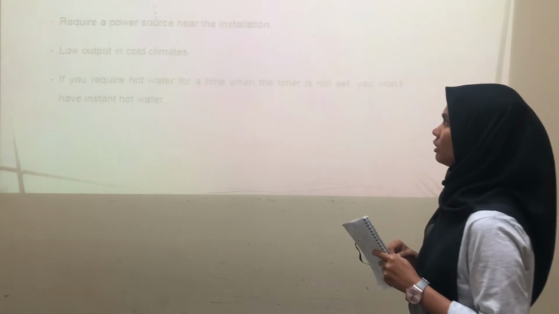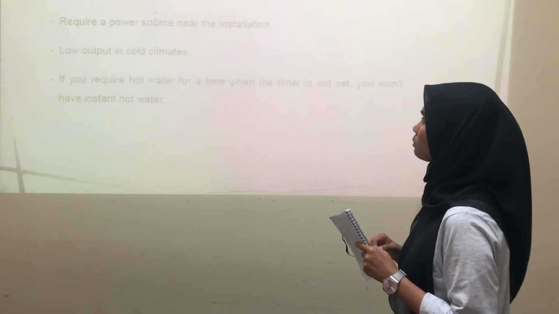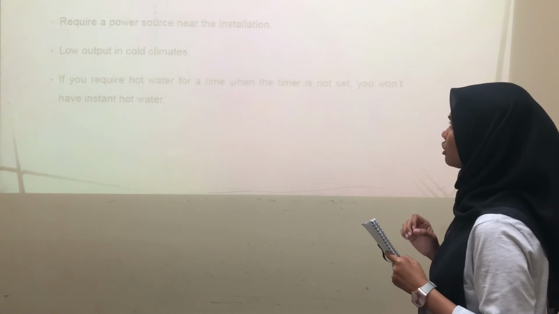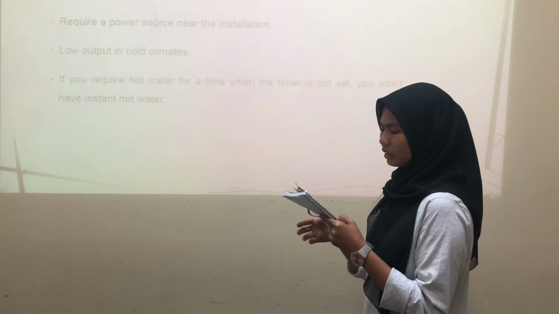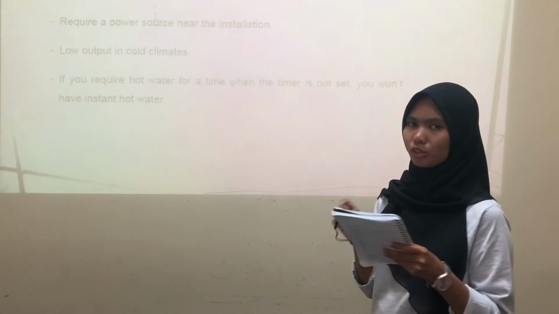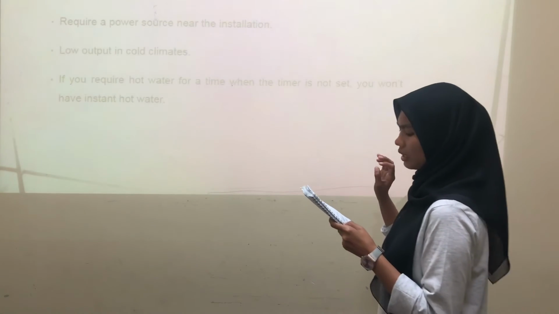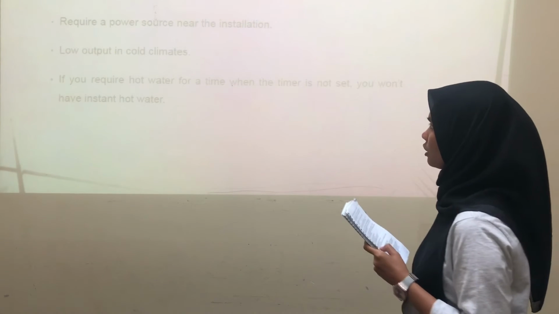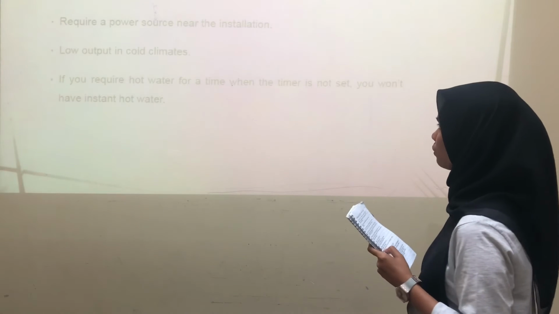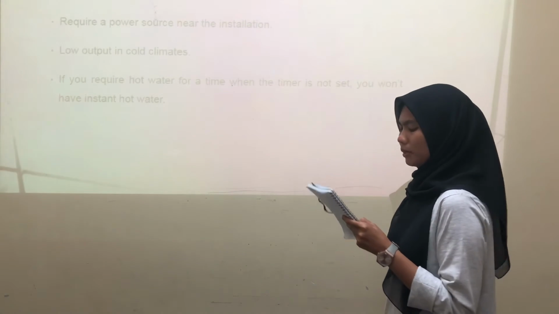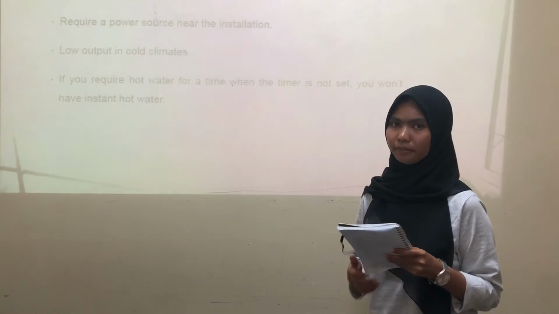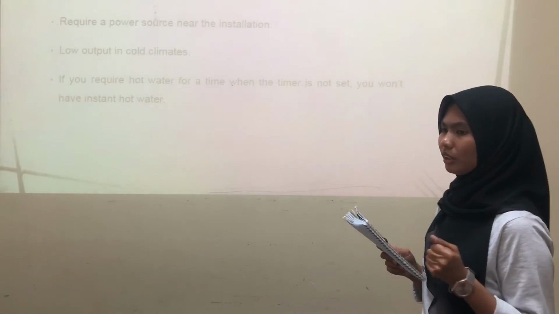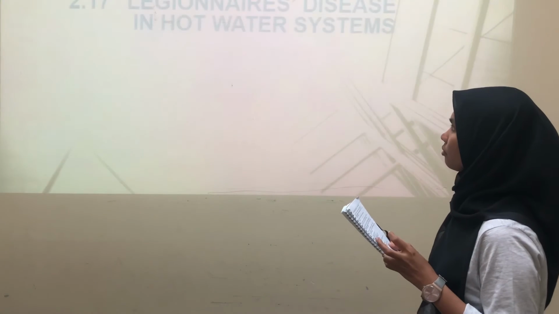Okay. Next. Disadvantages. Some model make the cold water lukewarm. Require a power source near the installation. Setengah model dia memerlukan sumber kuasa lah untuk adakan circulating pump ni. Okay. If you require hot water for a time when the timer is not set, you won't have instant hot water. Maksudnya kalau nak air panas time kita tak set timer tu, kita tak dapat lah air panas tu. Okay, next.